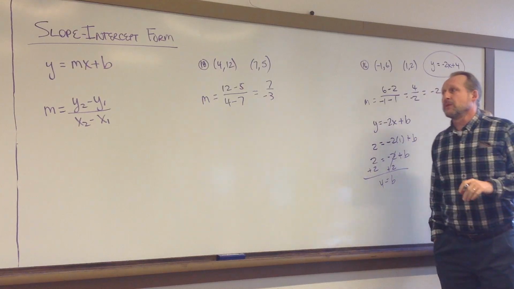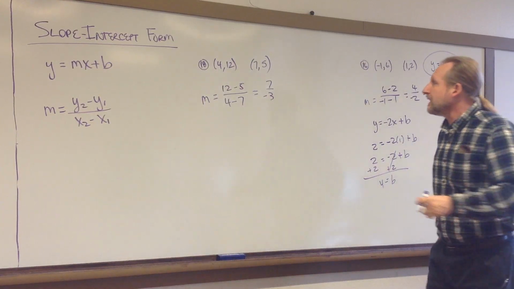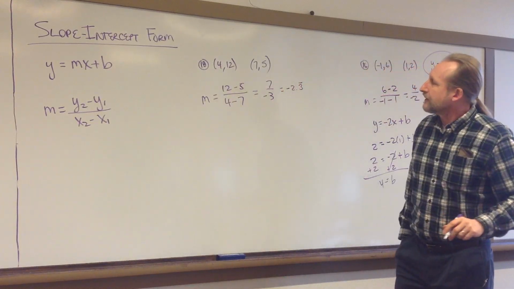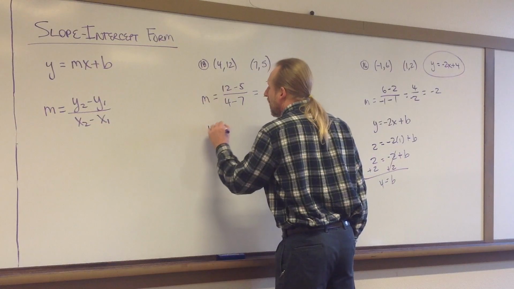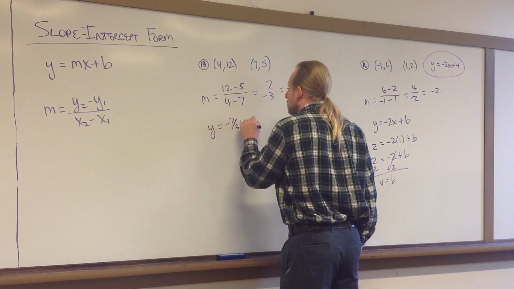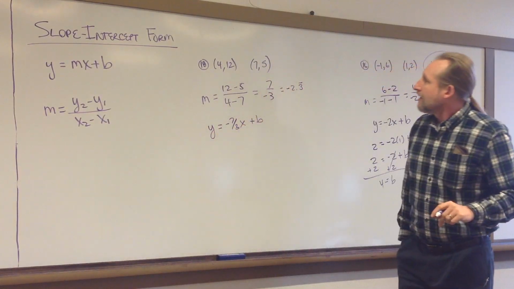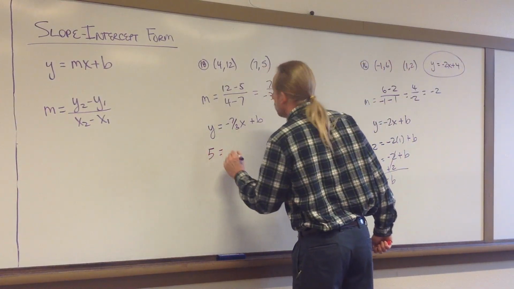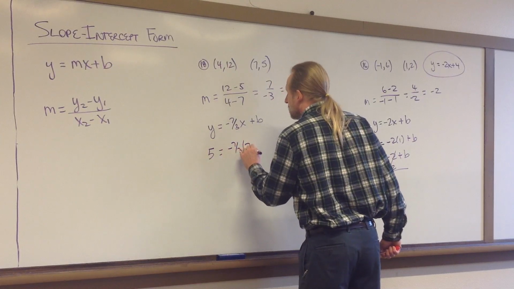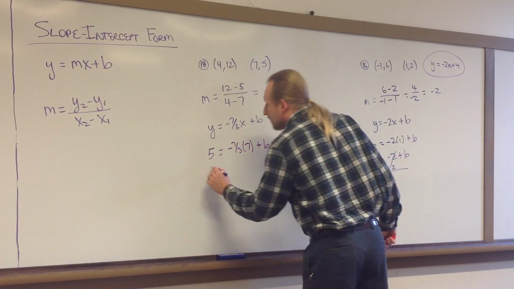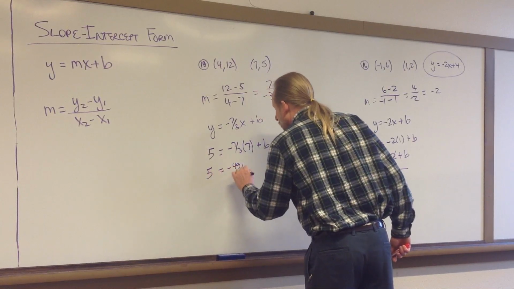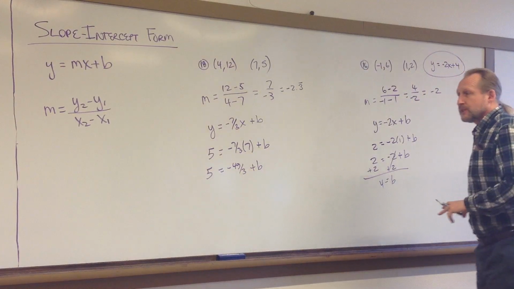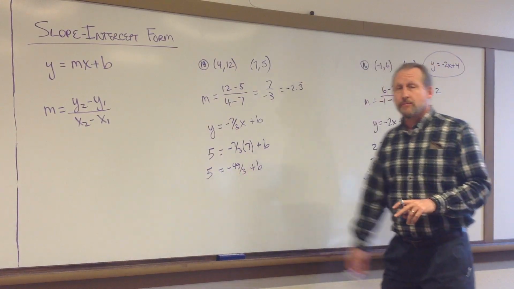If you want to make it a decimal, it'll be negative 2.3 repeating, with the bar over the 3. Let's see. So y is going to be negative 7/3 x plus b. Now, let's plug in our x and y values. 5 for the y, 7 for the x. So 5 is negative 49 over 3 plus b. As a decimal, this would be, what, like negative 16.3 repeating.